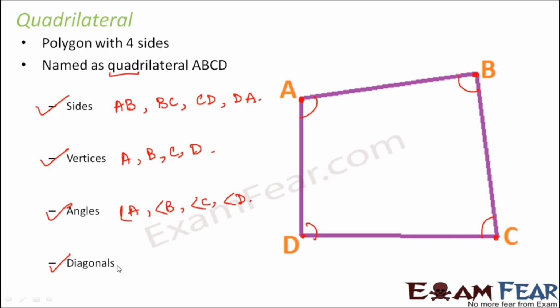What about the diagonals? Diagonals are line segments joining non-adjacent vertices. So which are the non-adjacent vertices? A and C are non-adjacent vertices. Similarly, B and D are non-adjacent vertices. So there are only 2 diagonals possible, that is AC and BD.